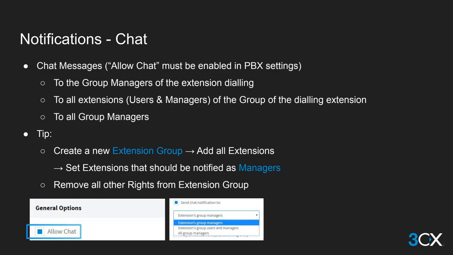The chat message can also be sent to all the extensions within the extension group, both users and managers, of the extension which dialed the emergency number, or to all the group managers of all the extension groups in the PBX. If you want even more control over which extension users will receive a chat message, you could create a new extension group. In this group, you would add all the extensions as users, except the extensions that you want to receive the chat notification. Those extensions will be added as managers of the new extension group.